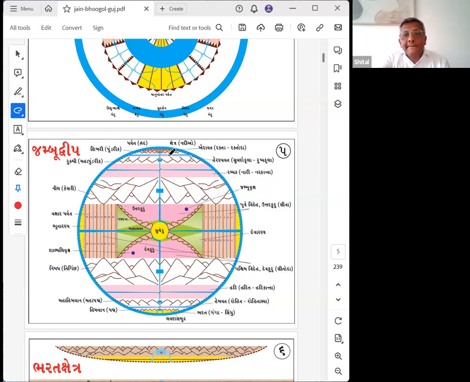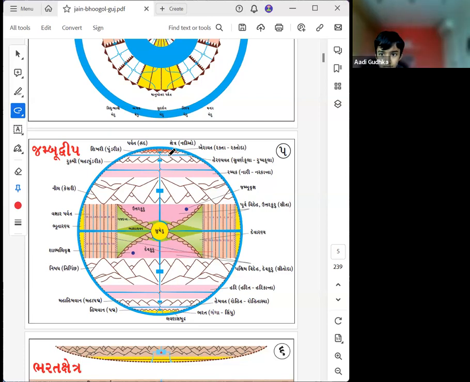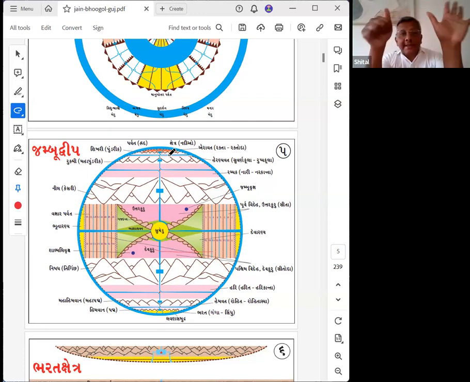Anyone else? Adi? No, 4th. Third. So the 6 eras, yes, 6 eras. The first era is Uttam Bhogbhumi. The second era is Madhyam Bhogbhumi. The third era is Jaganya Bhogbhumi. The fourth era is the start of the Karma Bhumi. The fifth is also the Karma Bhumi. The sixth is also the Karma Bhumi. So we have 6 Kal Parivartans here.